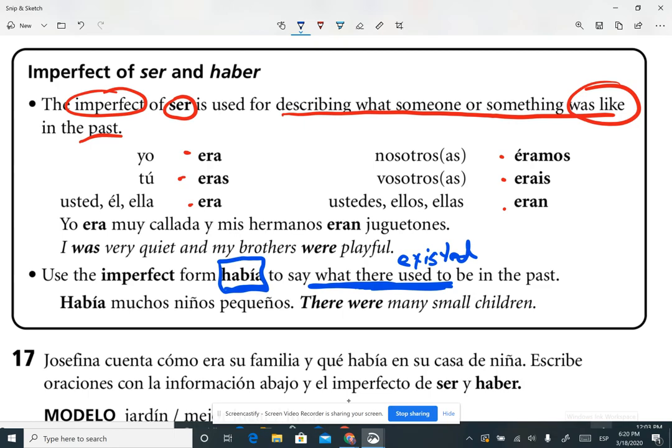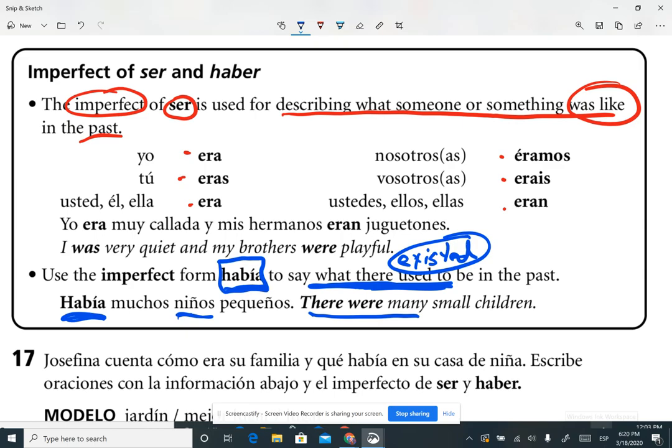Right. So now here we're saying there were many small children. We're just saying what there was, what existed, right? And so since we're just saying what existed, we're going to use había. Había muchos niños. What existed? Niños existed, right? There were a whole bunch of them. So that's the difference between the ser and the haber verb.